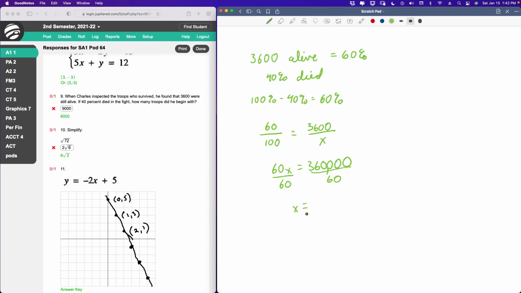And x is equal to, we drop a 0, 6,000. That's how many he had to start with, was 6,000. All right. And that's the number we have here.